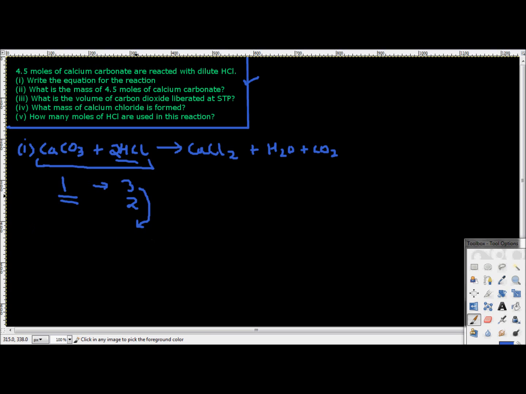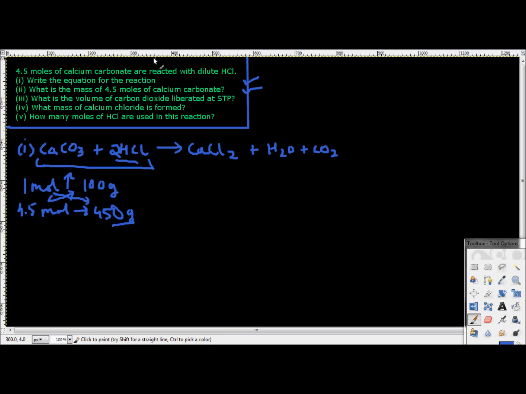So the second part of the question tells you, what is the mass of 4.5 moles of calcium carbonate. Straightforward question. By now you know that 1 mole of CaCO3 is 100 grams. So simple unitary method, you can do this mentally. So 4.5 moles will give you 4.5 into 100 upon 1, which is 450 grams. So this is your second part done.